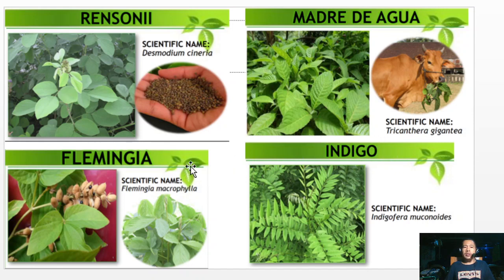These four, together with cacahuate and ipil-ipil, are MPTS because they are commonly utilized as feed ingredient and as fodder for our animals.